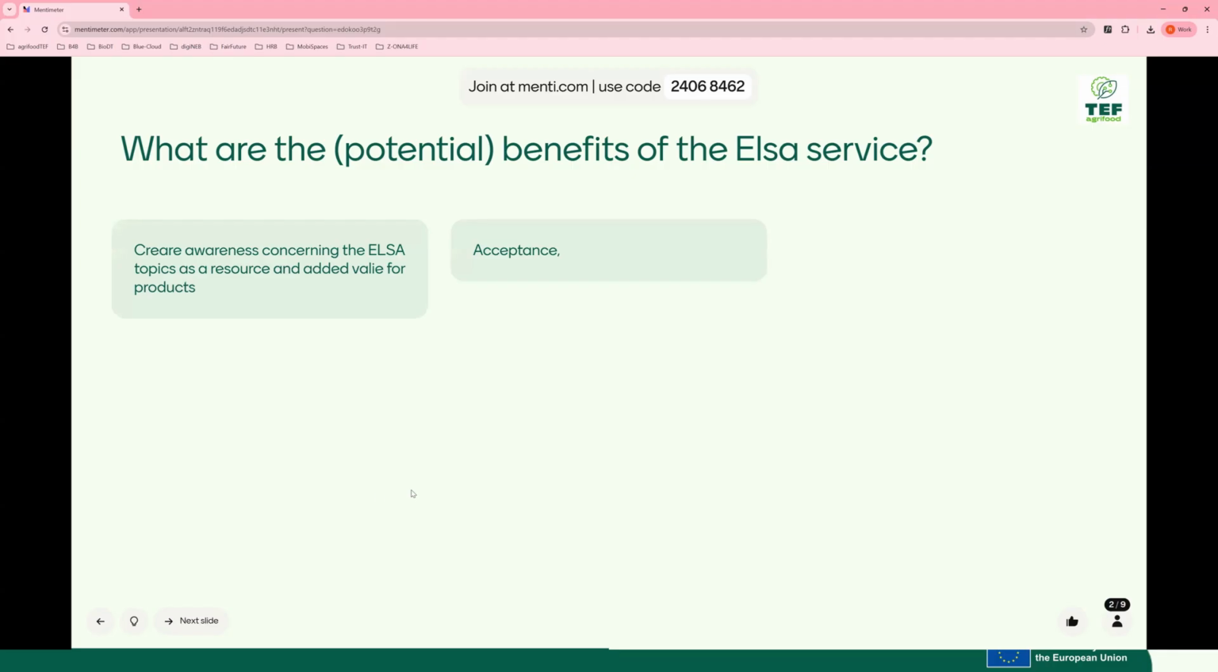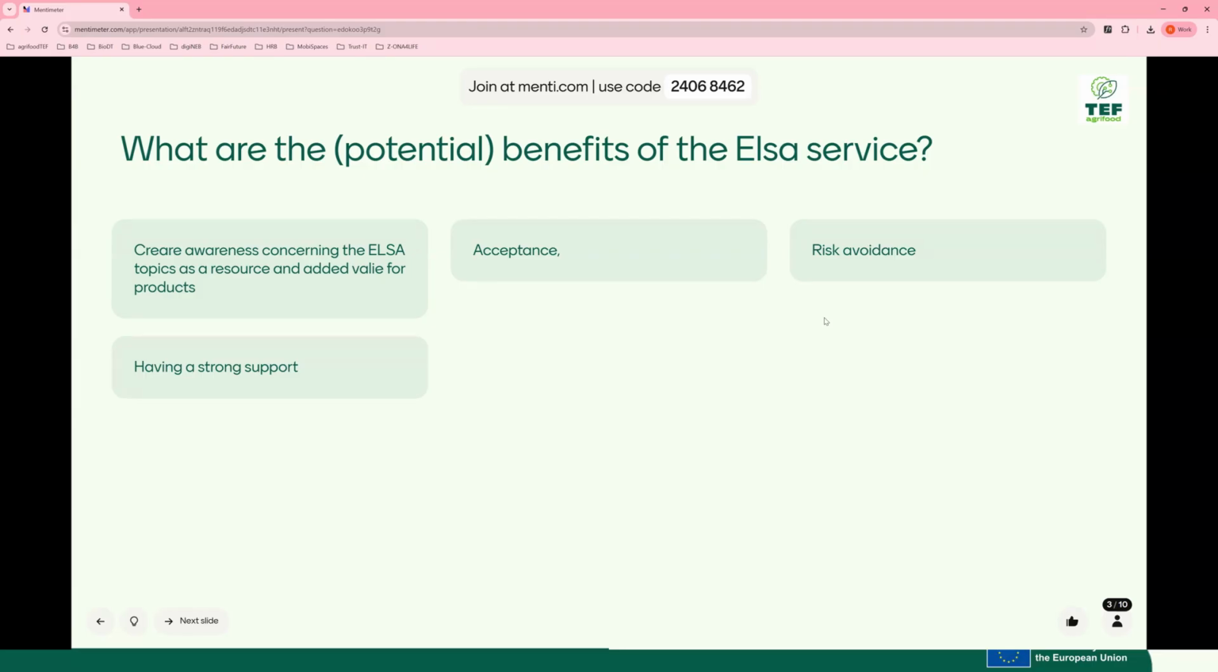So the first one is about the awareness concerning the ELSA topics as a resource and added value for products. Another comment is about the acceptance and then also to avoid risk, which are exactly all benefits that were also highlighted during the presentation. And any other potential ideas from anyone online? So also to have a strong support. Okay, perfect. Okay, very good.